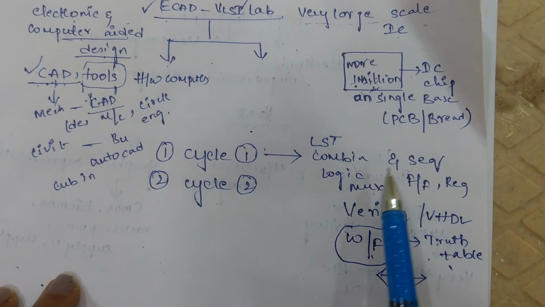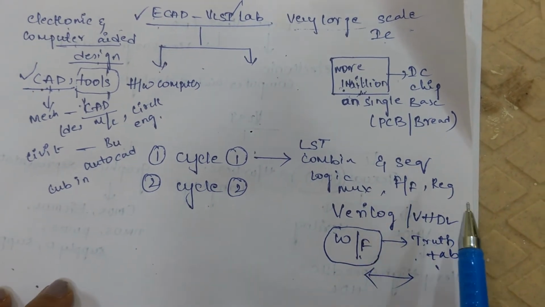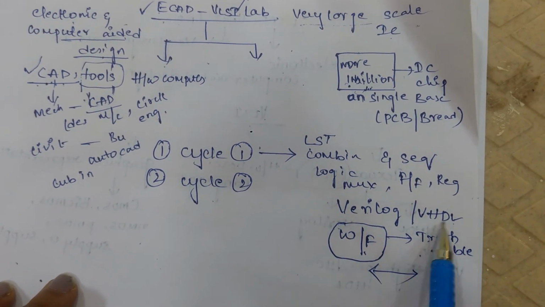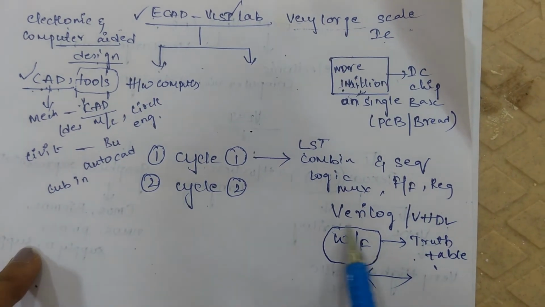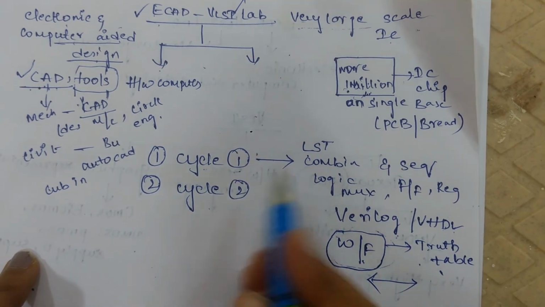So in cycle 1, we are going to see all the different kinds of combinational circuits and sequential circuits. With the help of the Verilog language, we will write a design file and a test bench file to test the simulation vectors and get a waveform analysis. Now this is your cycle 1.